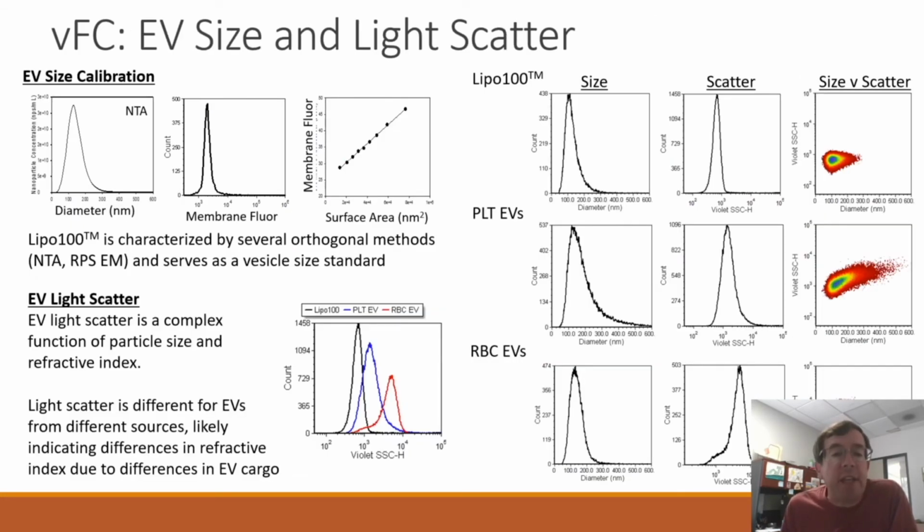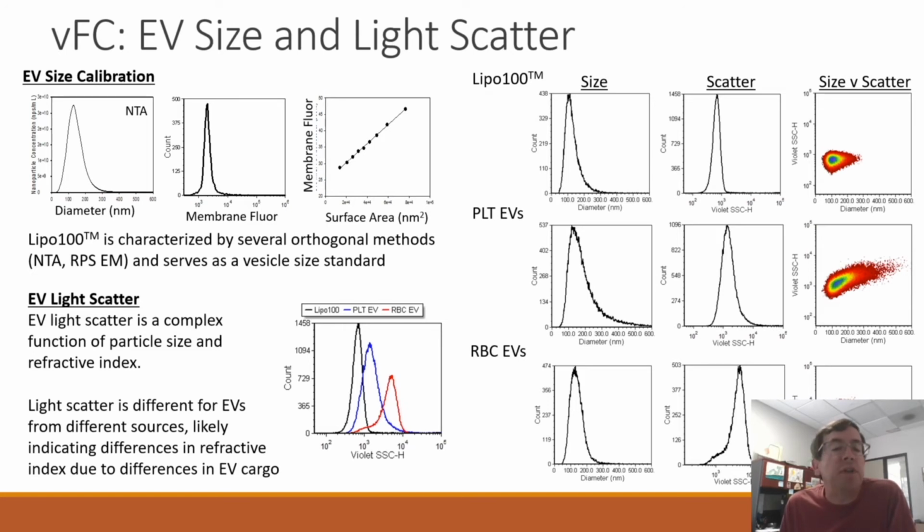A few words on light scatter. So light scatter is a very useful parameter. We use fluorescence to estimate size, as I mentioned, but we notice distinct differences in light scatter intensities amongst vesicles from different sources that are similar in size.